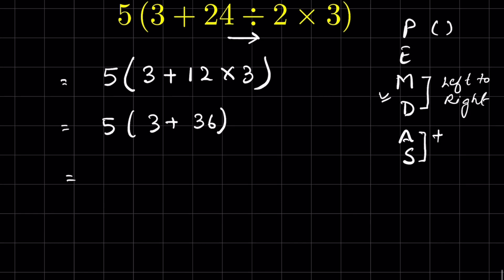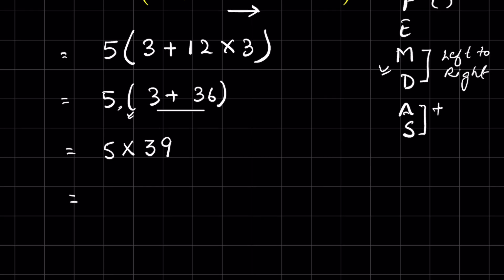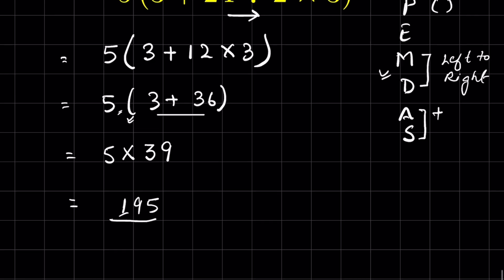Now we add 36 plus 3 is 39. Once we did the operation, we can remove the bracket, and when there is no sign here, it means there is multiplication, so it is 5 times 39. Now 39 times 5 is 195.